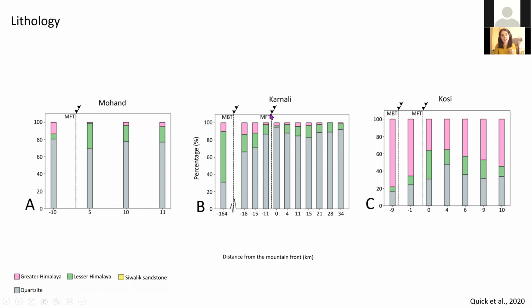And by the time we get past the main frontal thrust and into the plains, we're seeing very high proportions of quartzite within the gravel bars. The Kosi, on the other hand, really doesn't show this. I think at most we get about 40% quartzite within some of the sampled gravel bars.